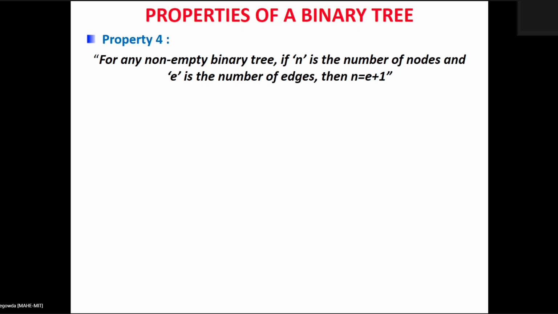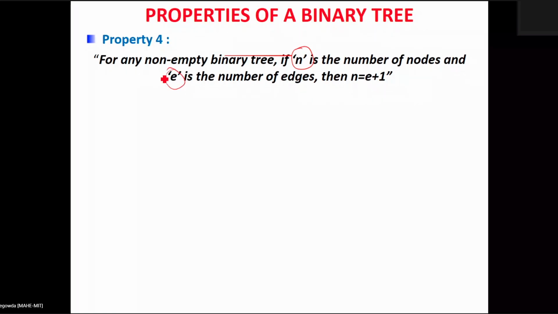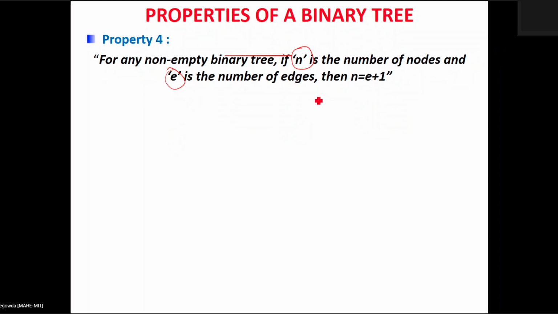Next we have a fourth property. The fourth property definition goes like this: for any non-empty binary tree, if n is the number of nodes and e is the number of edges, then we have a relationship between e and n, and it is given by n is equal to e plus 1. That means we can express the number of nodes in a non-empty binary tree as the number of edges plus 1. So that is n is equal to e plus 1.